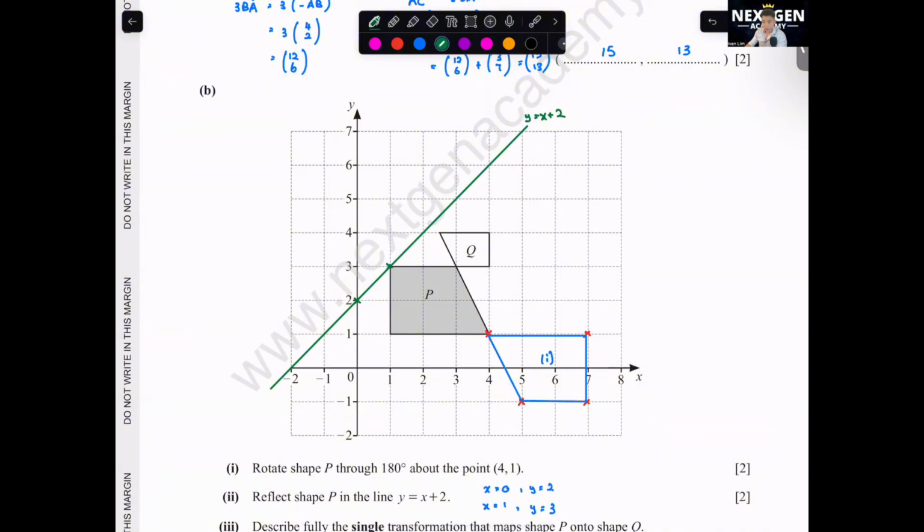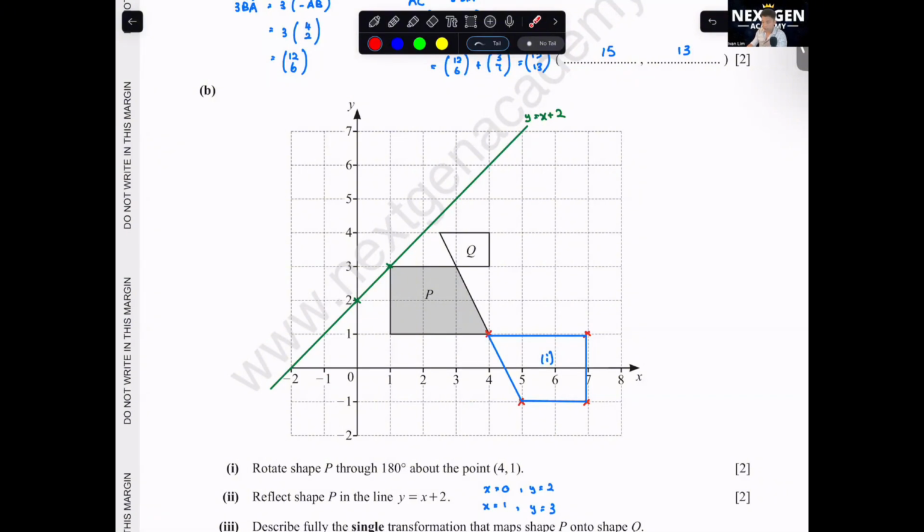How do we do a reflection? Can you do x equals 0, y equals 0? Can, as long as it's within the graph here. Any 2 points, up to you. You'll get the same straight line.